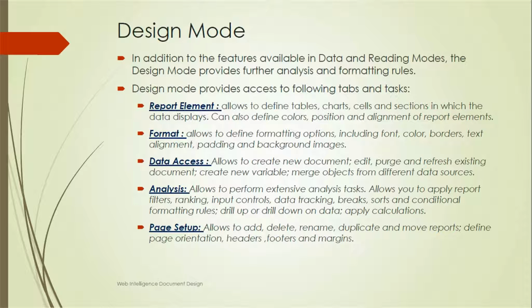And the third mode is design mode. Whatever features are available in the data and reading modes are also available in design mode, which also provides additional tabs or tasks, which are listed here. If you see report element, it allows us to define tables, charts, cells, and sections in which the data displays. We can also define colors, position, and alignment for report elements. Then format allows us to define formatting options, including font, color, borders, text, alignment, padding, and background images.